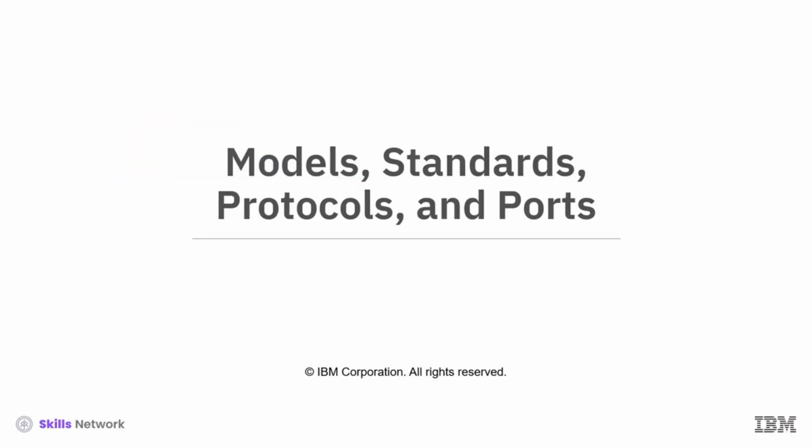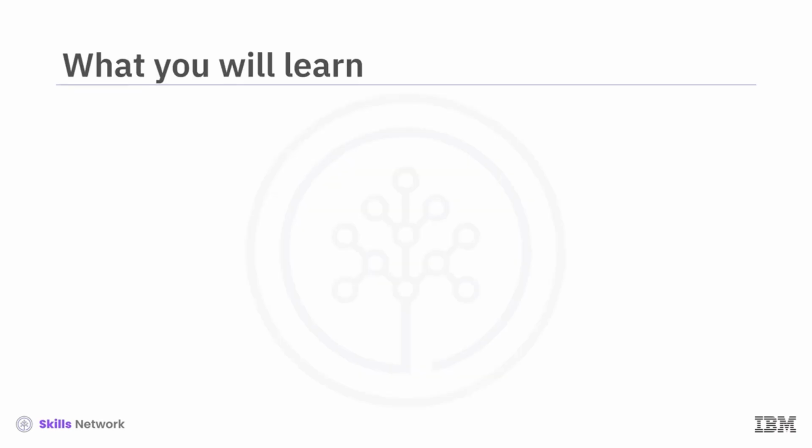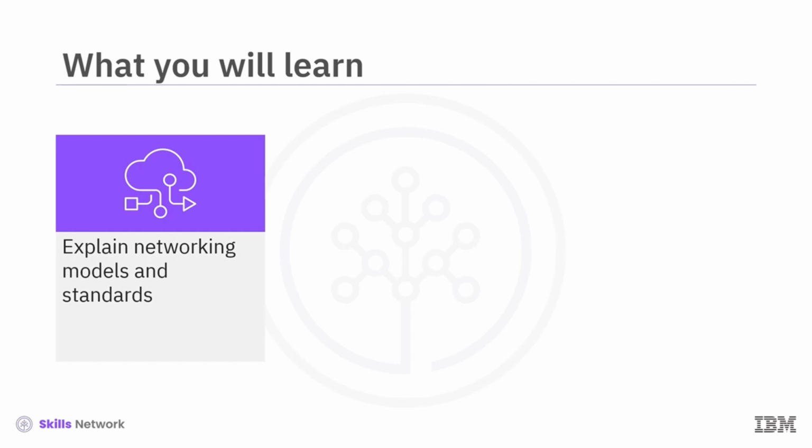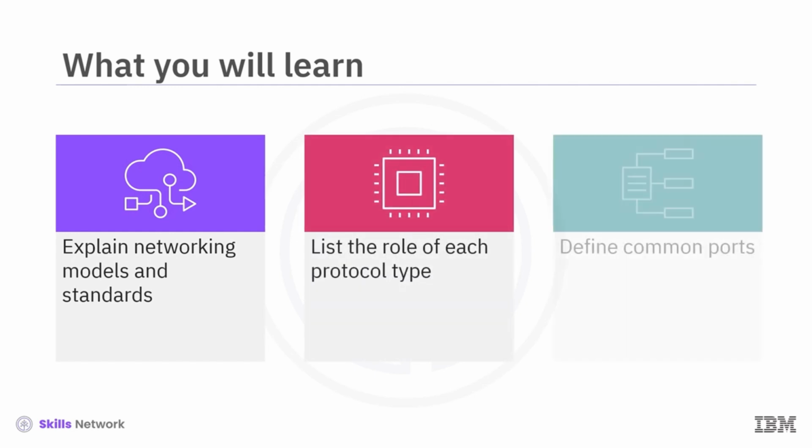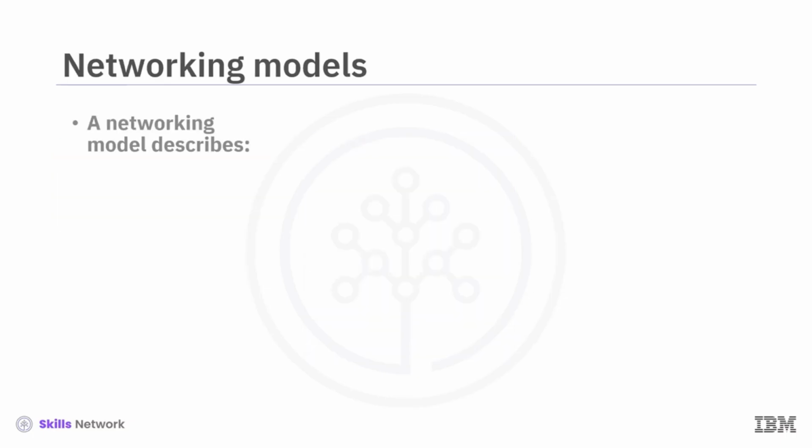Welcome to Computer Networks, Models, Standards, Protocols, and Ports. After this video, you will be able to explain networking models and standards, list the role of each protocol type, and define common ports. A networking model describes the architecture, components, and design used to establish communication between the source and destination systems. Data packets follow the protocols of network models.